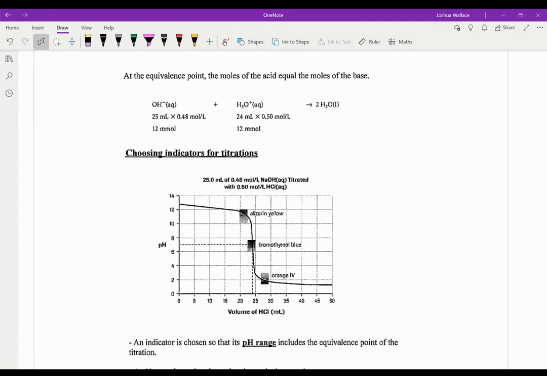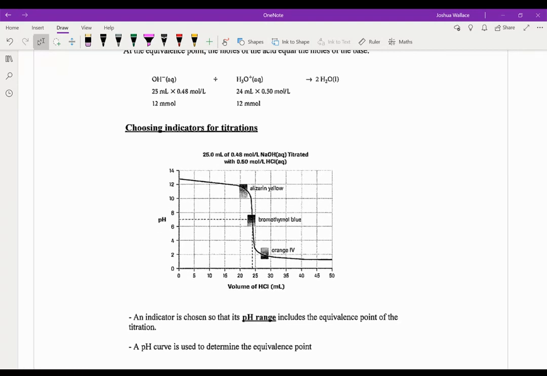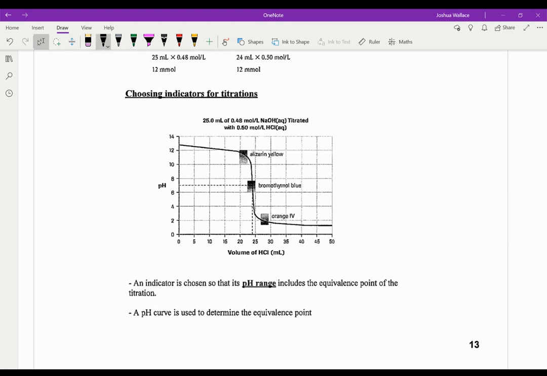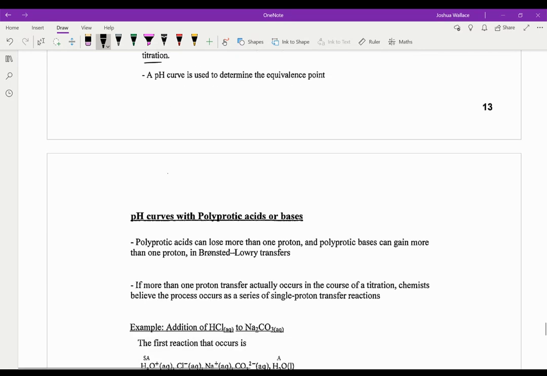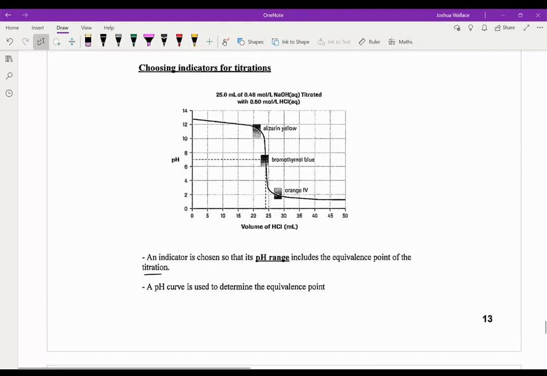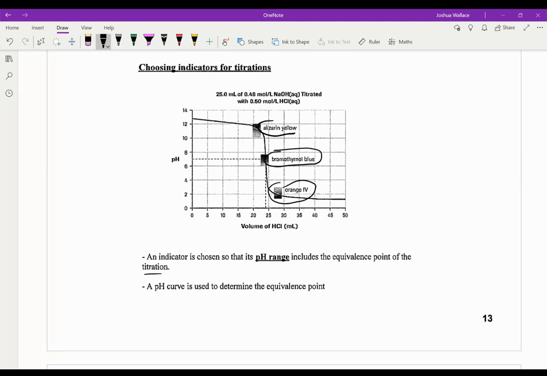So choosing indicators for titrations, we have a few different indicators here we'd want to use, just depending on what works best for us. All right. An indicator is chosen so that its pH range includes the equivalence point of a titration. A pH curve is used to determine the equivalence point. So if we have an equivalence point we're looking at down here, we might use orange 4. If we have an equivalence point in the middle here, or about a pH of 7, we'd use bromothymol blue. If we have a very high pH, we'd use alizarin yellow.